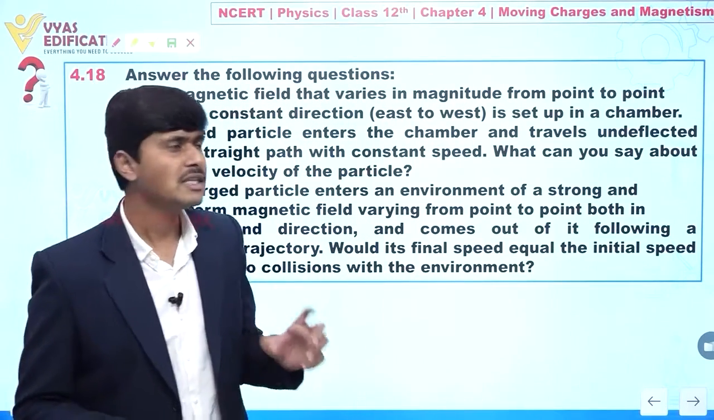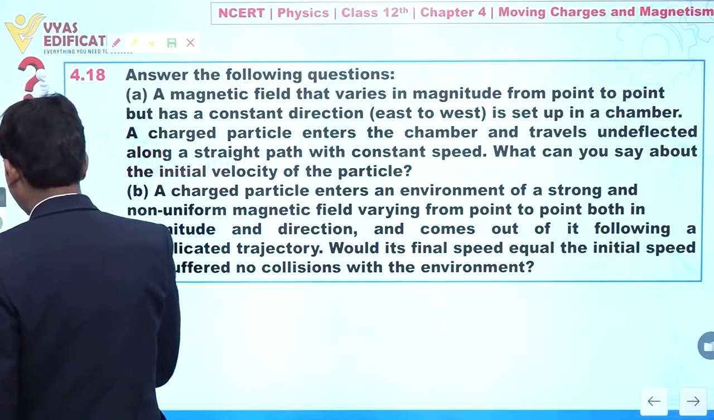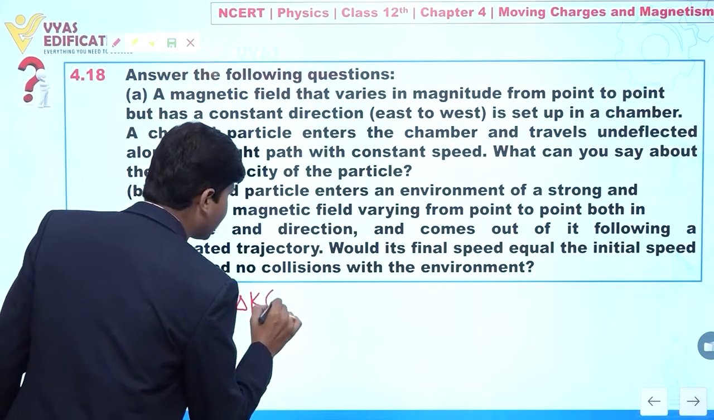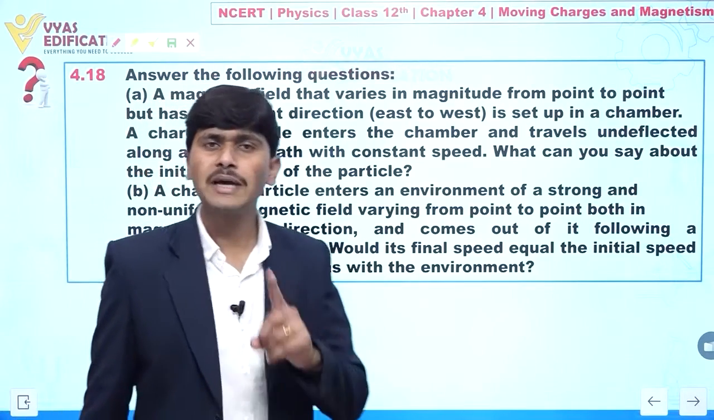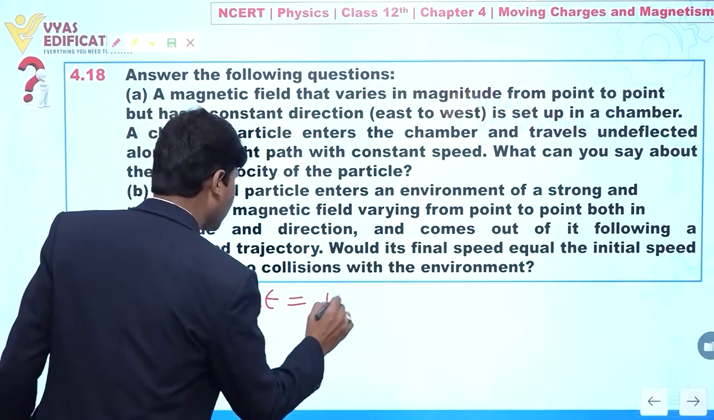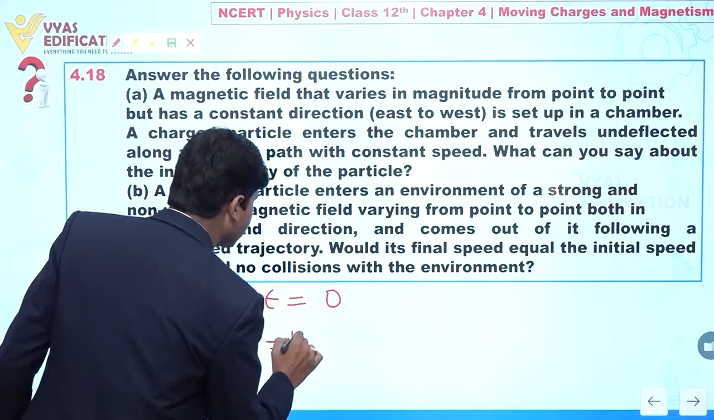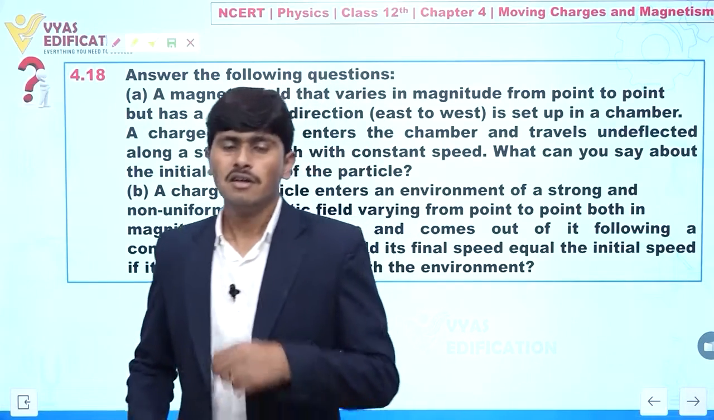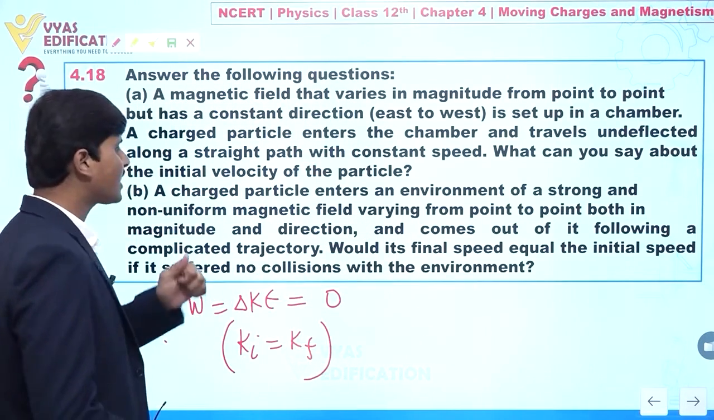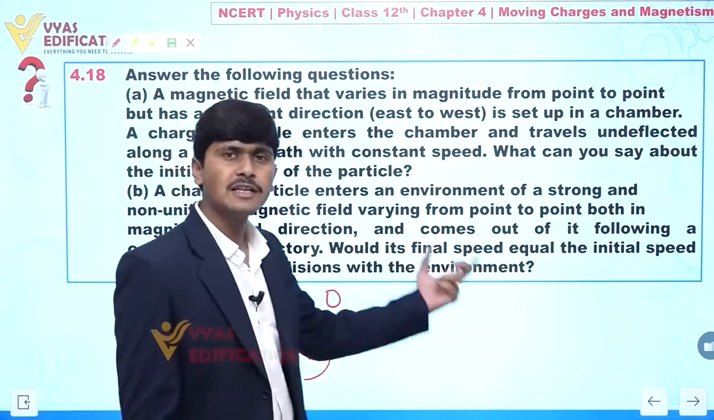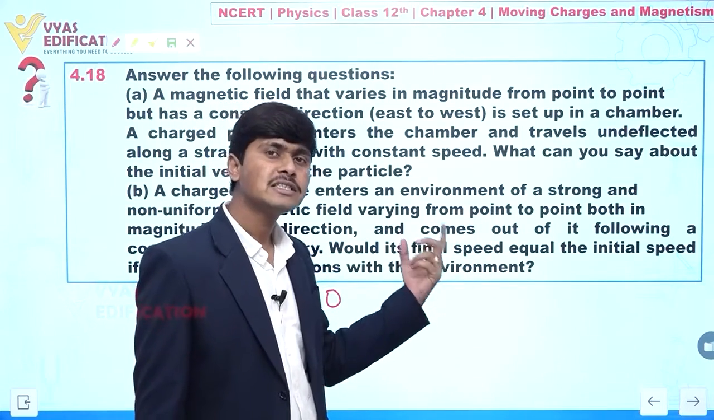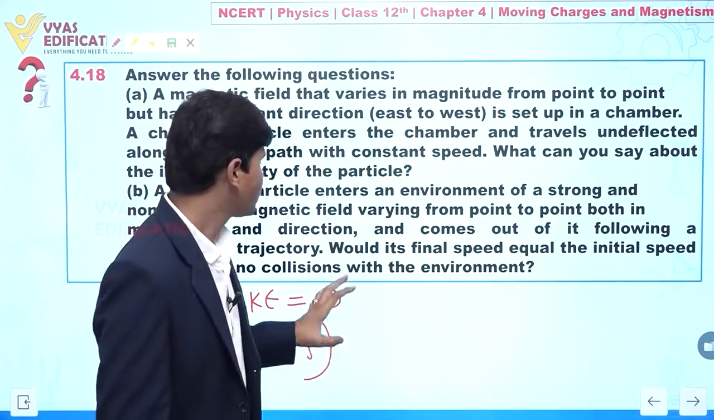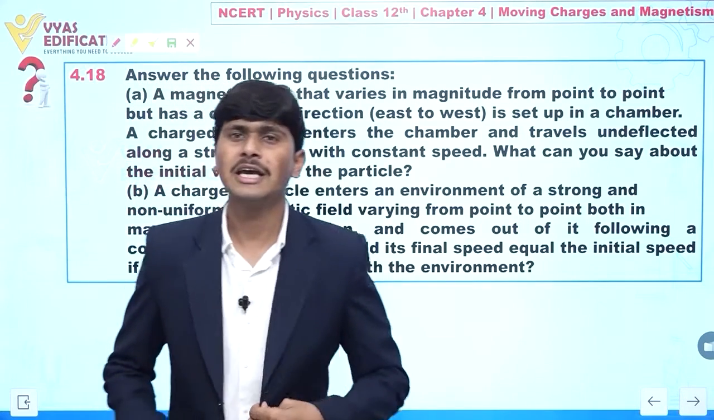Clear? So we can see according to the work-energy theorem, work done is equal to change in kinetic energy. Work done due to the magnetic field is 0. So initial kinetic energy should be equal to final kinetic energy. There is no change in speed, so the final speed will be the same as the initial speed. Clear everyone? So like this we can understand parts A and B both.